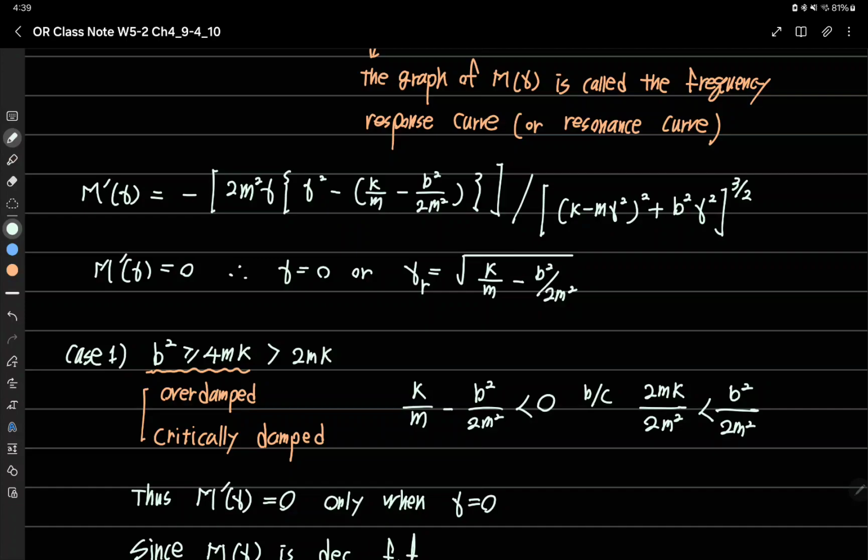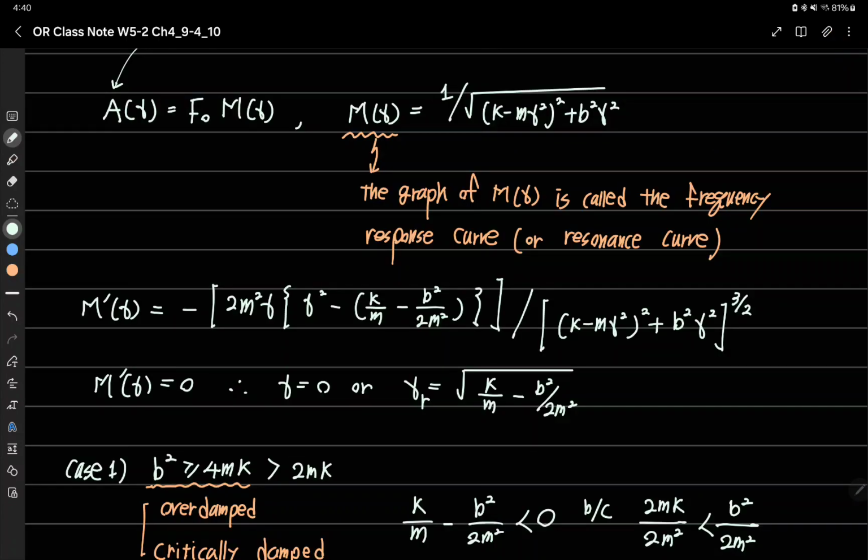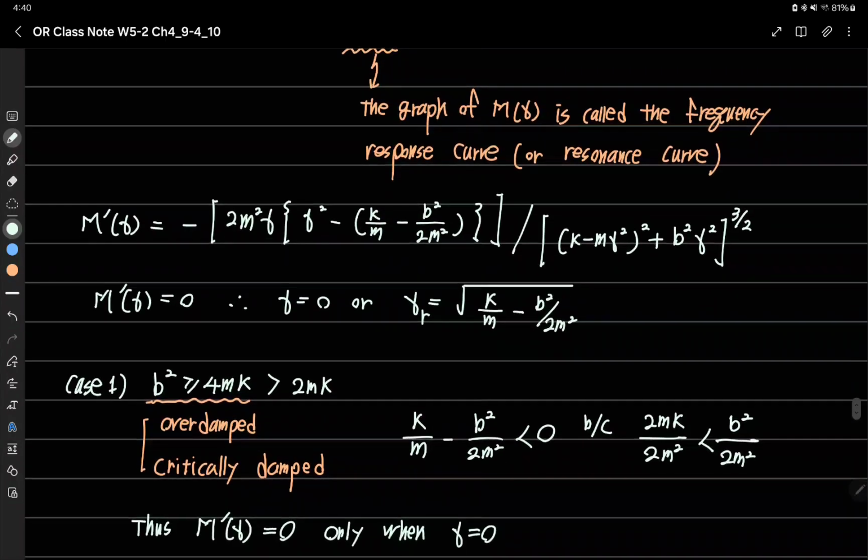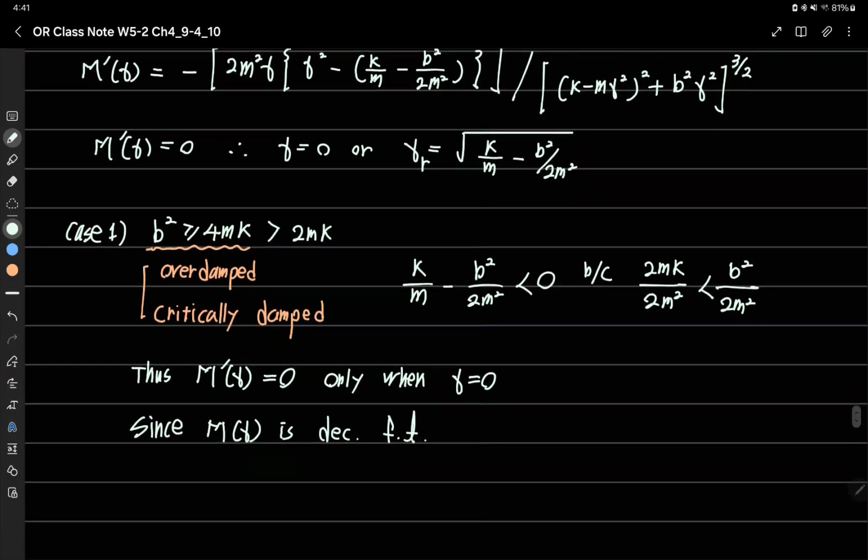Now when gamma is less than this value, there's a negative right here, and then the negative sign makes it positive. But eventually, when the value of gamma is greater than this value, then gamma squared minus this must be positive. Oh, sorry, this is negative, right? Negative and negative is positive, and gamma squared is positive, I'm sorry. So this is always positive, and with the negative sign right there, m prime is always negative. So that's why m of gamma is a decreasing function.